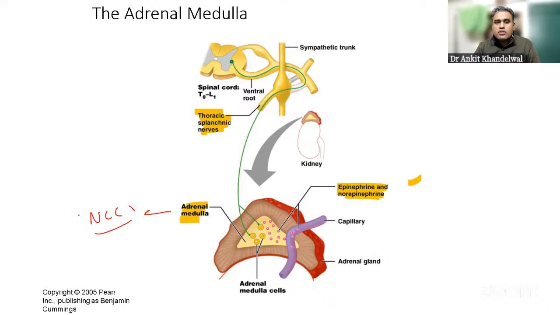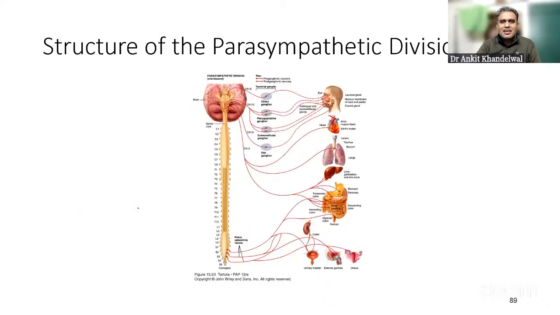Neural crest cells, if you remember embryology a bit. Okay. Parasympathetic comes from the cranial nerves. You can see the cranial nerves over here, and below you can see the sacral S2, 3, 4 over here. They are the craniosacral outflow. Understand the basic difference, right? So this is about the sympathetic and parasympathetic.